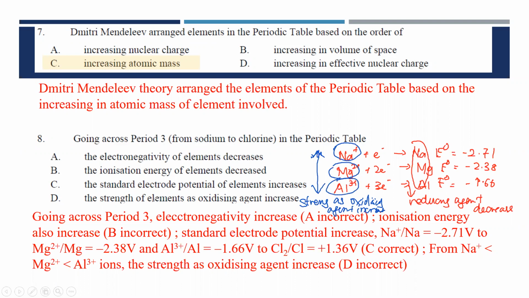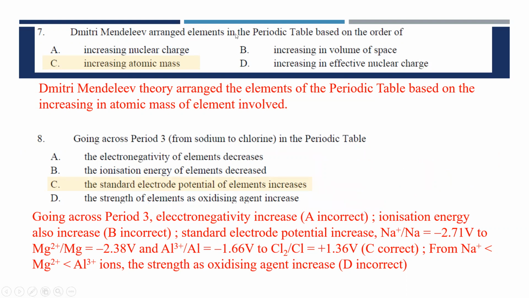In here, the strength of metal ion. Okay. So if they change the statement to the strength of metal ion as oxidizing agent increases, then the answer D is correct. But now it's mentioned the strength of element, not metal ion, so it's not correct. So the best answer in here will still be C. Sorry, C. Okay, so with that, that is how we solve for question number 8.